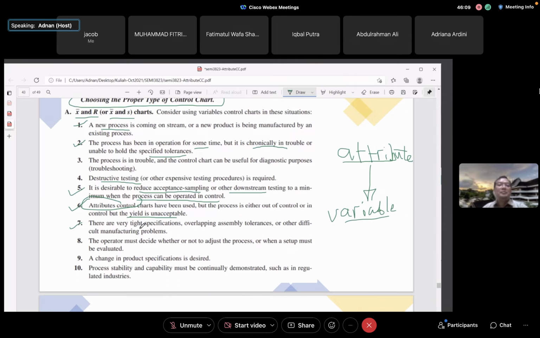There is a very tight specification, overlapping assembly tolerance, or other difficult manufacturing process. So these are some situations where we can use this X bar R and X bar S chart.